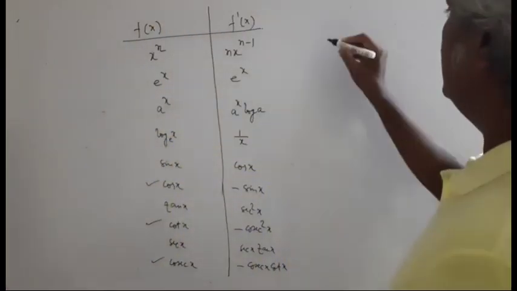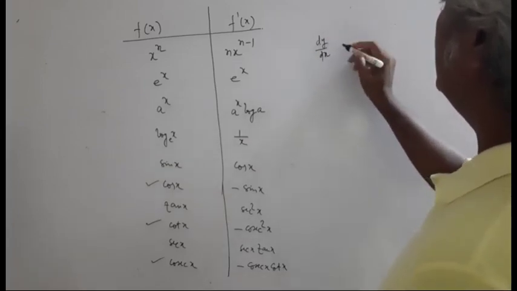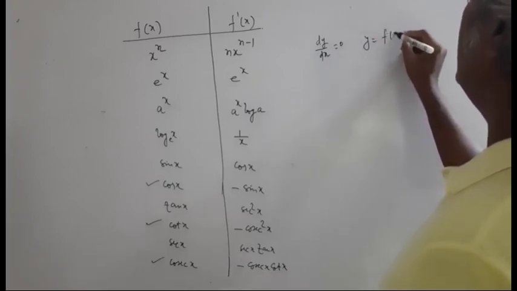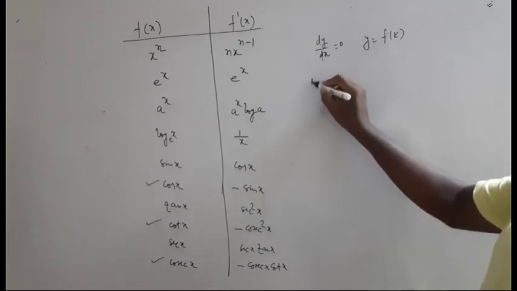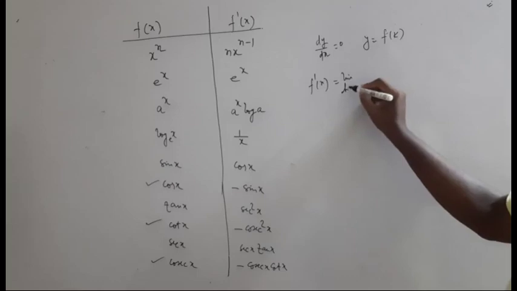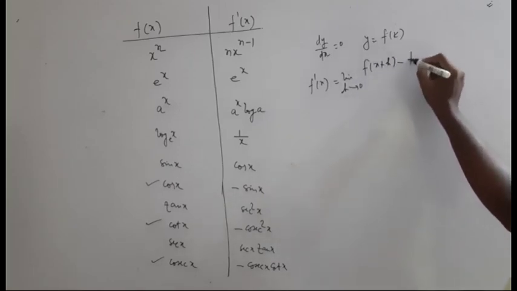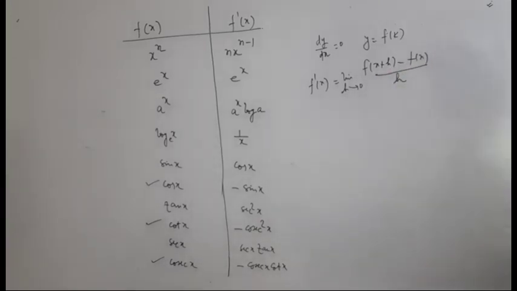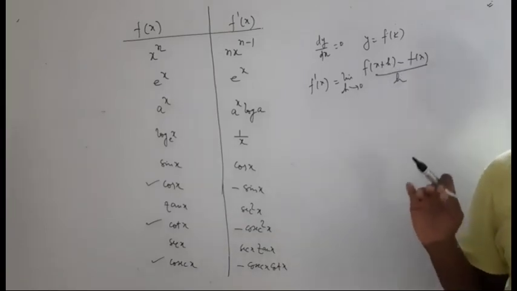Now there is one more property. What is dy by dx of a constant? dy by dx is 0 if y equals k, a constant function. How? You can see that if you write the formula, f dash x is limit h tends to 0, f(x+h) minus f(x) over h. This x plus h means x is incremented by a value h.